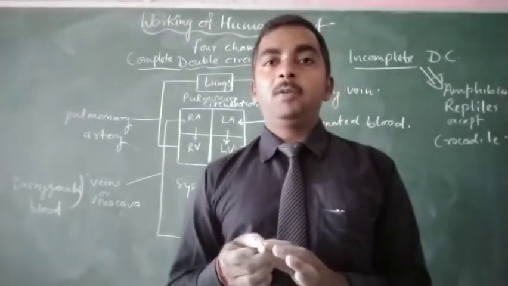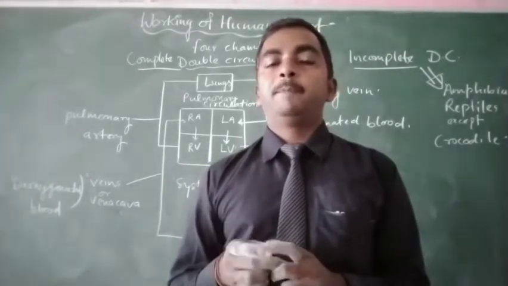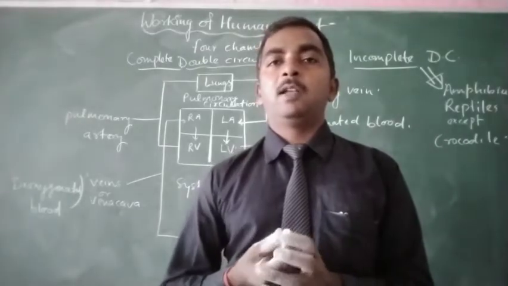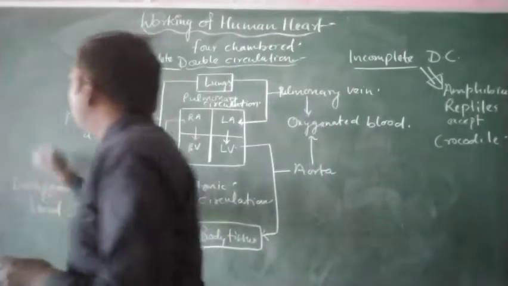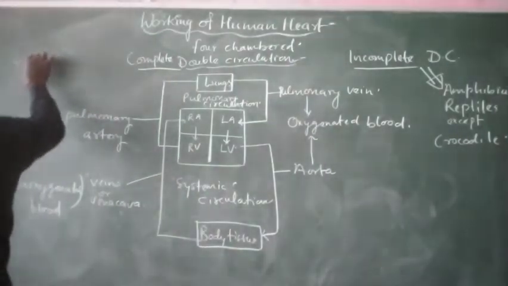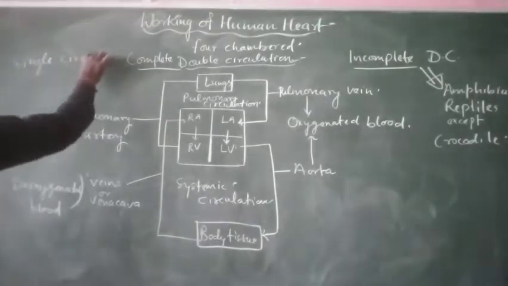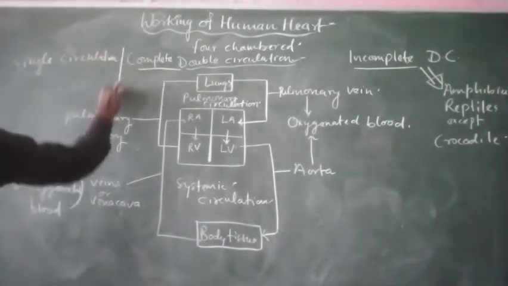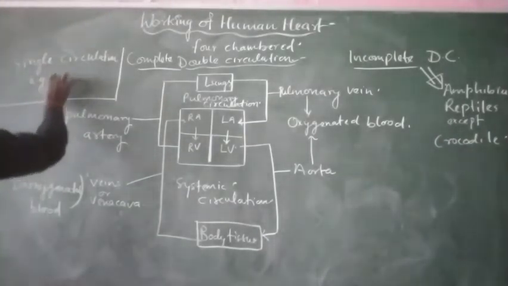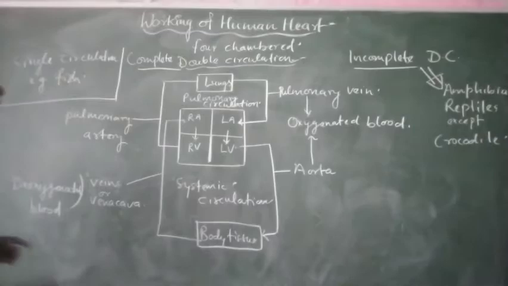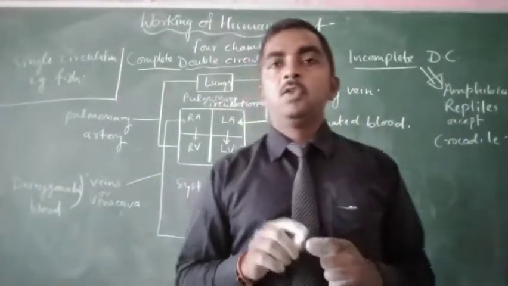And there is another kind of circulation we have studied, given in our syllabus, that is single circulation. We see single circulation in the case of fish. We take fish as the example, because fish contain only a 2-chambered heart, 1 auricle and 1 ventricle.